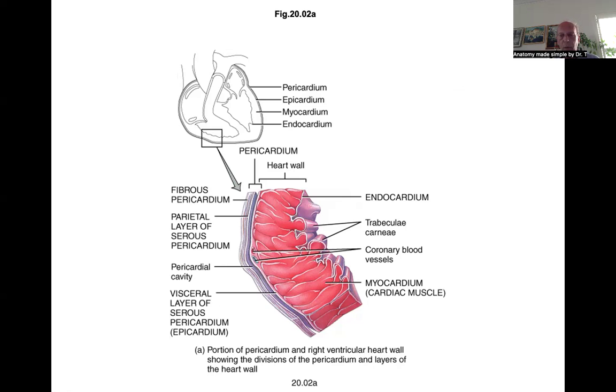So between the parietal and the visceral layer of serous pericardium, there is even a tiny space. The space is known as the pericardial cavity. It should have no content other than a few droplets of pericardial fluid. So when we have two serous surfaces, one parietal, one visceral, which are both lubricated, regardless of how much movement happens between them, friction is eliminated.